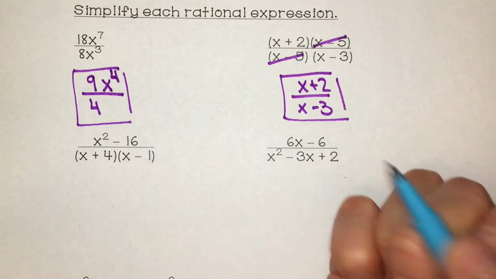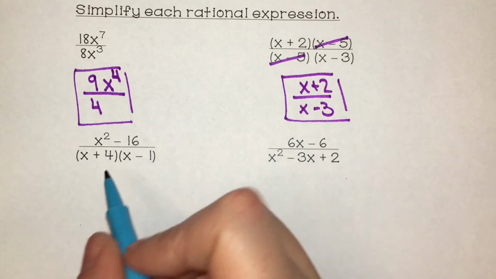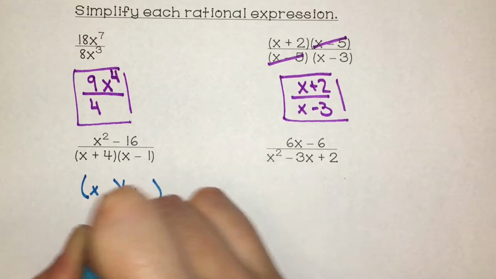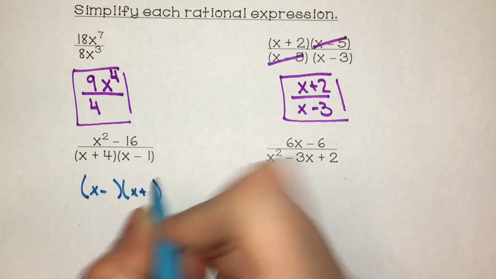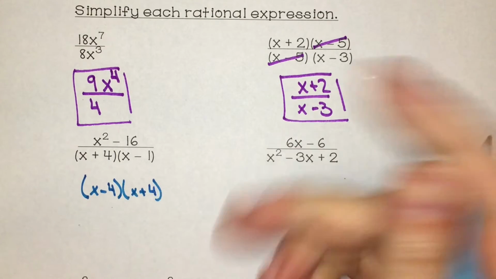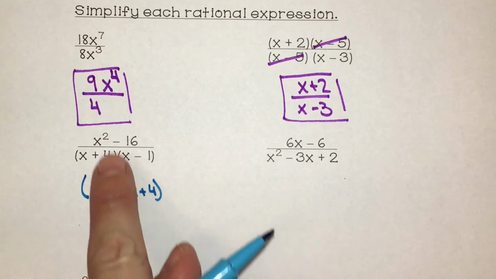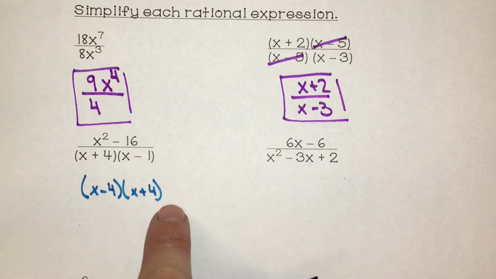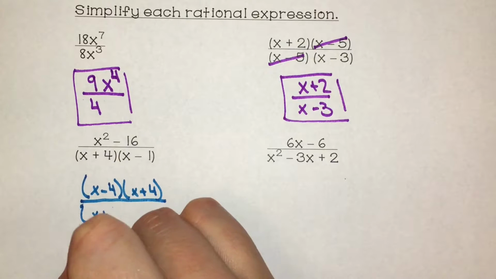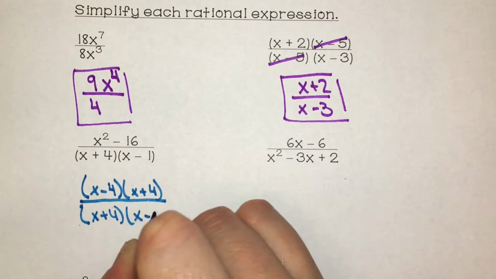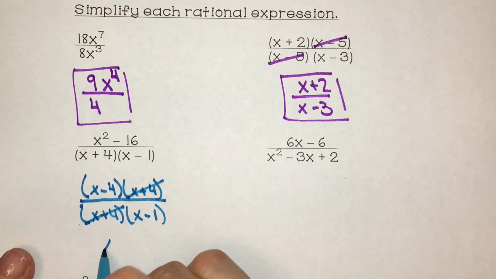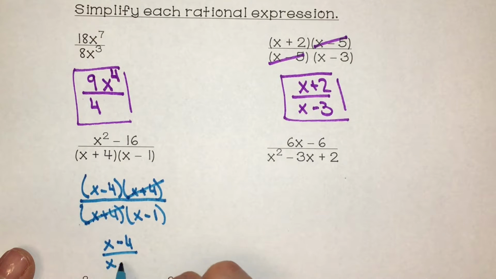All right, x squared minus 16. Okay, I know that one has to be plus, one has to be minus. What's multiplied by itself to equal 16 is 4. And I know that one's plus, one's minus because there's not an x term in the middle. They canceled out. So that was my little shortcut. X plus 4 times x minus 4. My x plus 4's cancel out. So I'm left with x minus 4 over x minus 1.